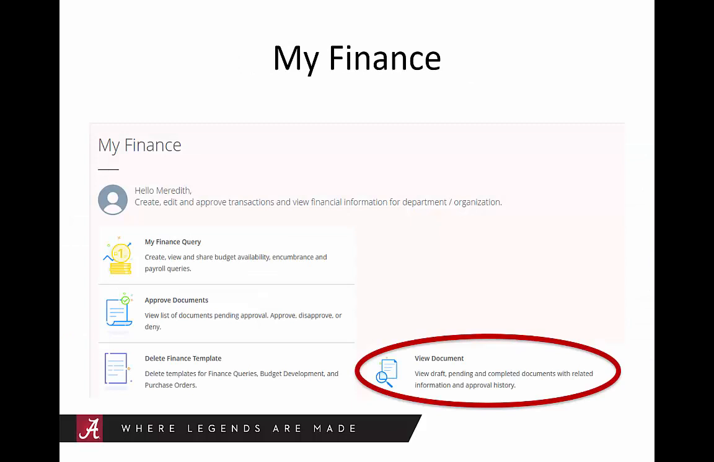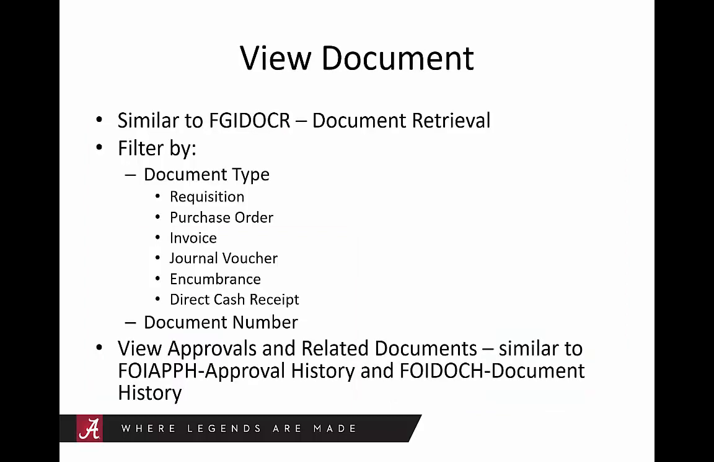Let's return to My Finance to see what else is available on our dashboard. Rather than drilling down into detail, we can choose a document to view, along with its approval history. View Document is similar to FGI Docker, document retrieval in Banner Admin. You can filter by the document type, requisition, purchase order, invoice, journal voucher, encumbrance, direct cash receipt, and document number. You may also view approvals and related documents. This is similar to FOI-APPH, approval history, and FOI-DOCH, document history, in Banner Admin.